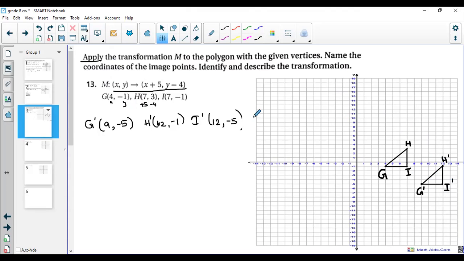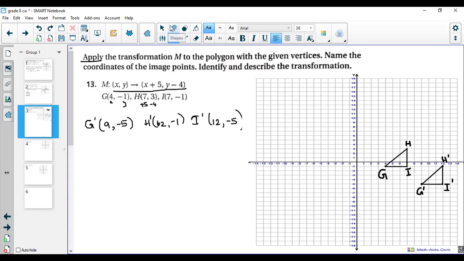So what kind of transformation? Now we finished doing two things. We have found the new coordinates, we have graphed the figure. Now the final one is you need to say what kind of transformation has taken place. So what kind of transformation is that? It's just that it has moved. So that means it is translation.